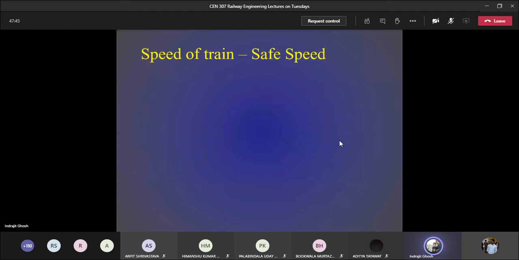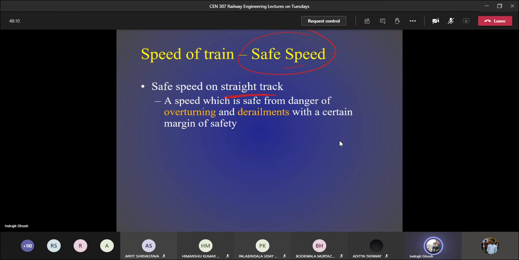There are some other related terms. So we have talked about only the maximum sanctioned speed. Now safe speed. Safe speed can be defined for two different types of track. One is laid on a straight track and the other is where we have a curve. In case of straight track, safe speed is basically the speed which will not allow accidents.